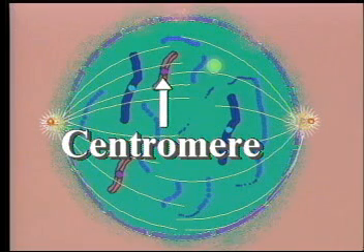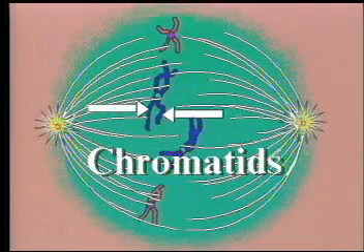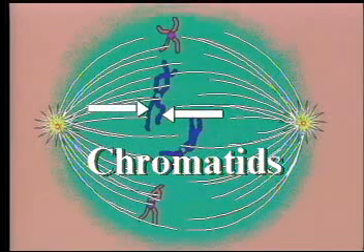The sister chromatids are held together at a specific region called the centromere. Joined together in this way, the chromosomes begin to arrange themselves so they can separate into the newly forming cells. And as they do so, the sister chromatids become much more obvious.